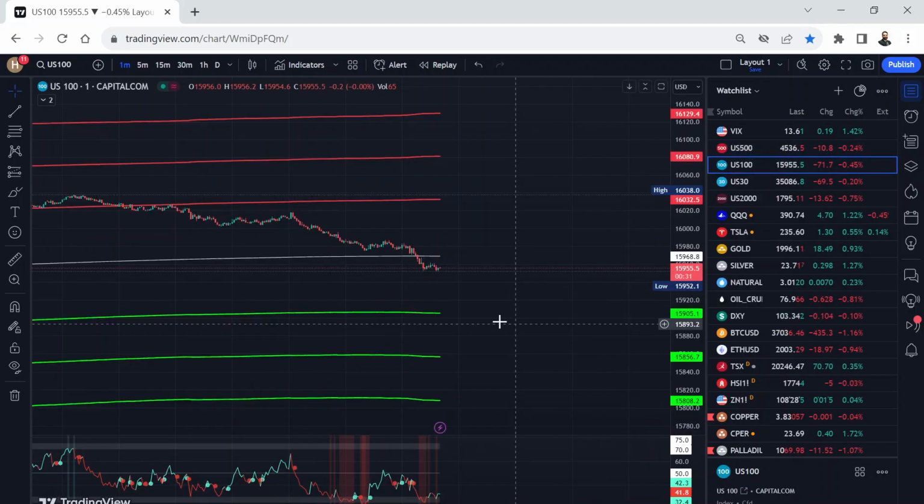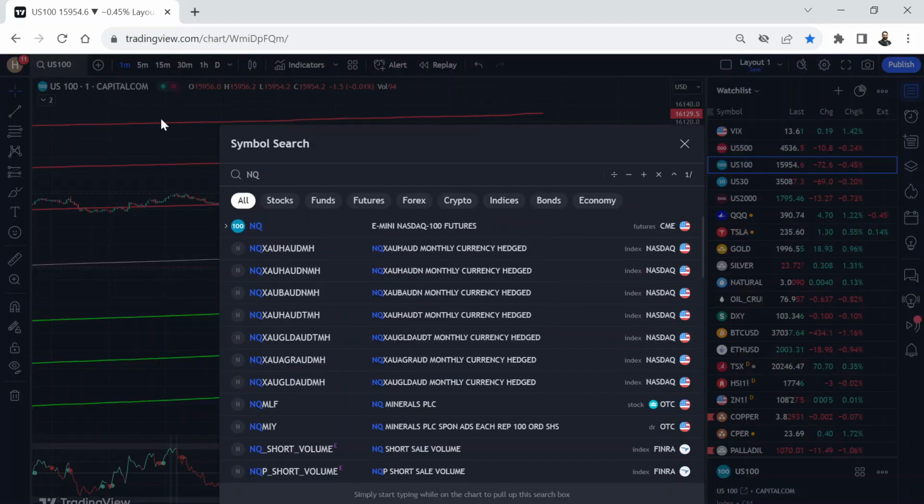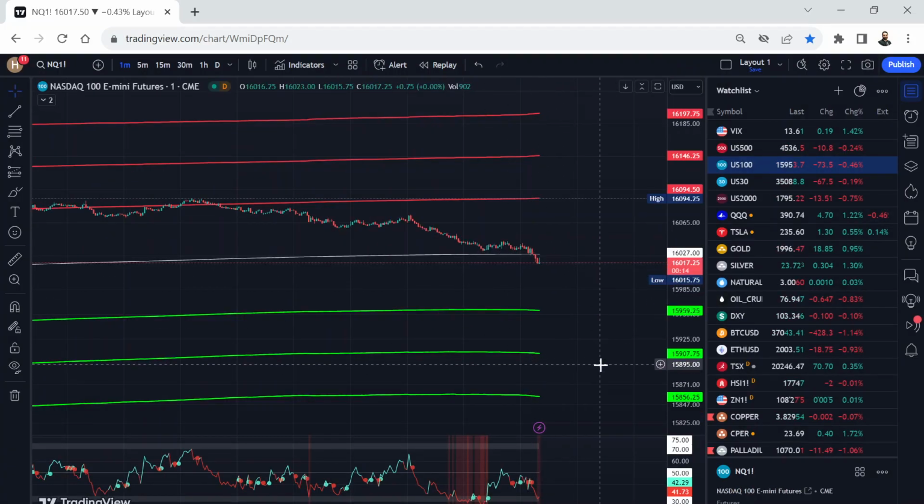US 100, which is also a replication of Nasdaq, is a little bit below the neutral zone, so you have to wait for it to go around 15,905 to buy again, or around 16,032 and up to sell again. Let's look at NQ, which is E-mini Nasdaq futures, and you can see same thing here. 15,959 and below look to buy, and 16,094 and up look to sell.